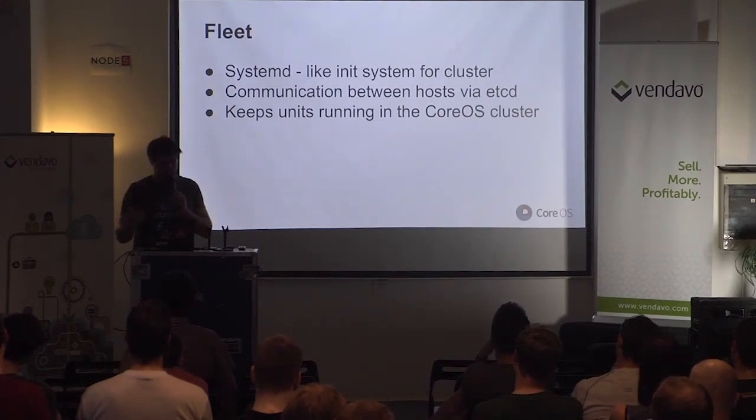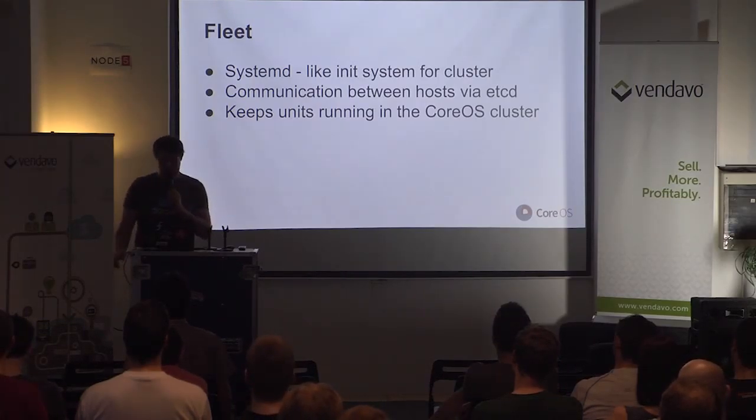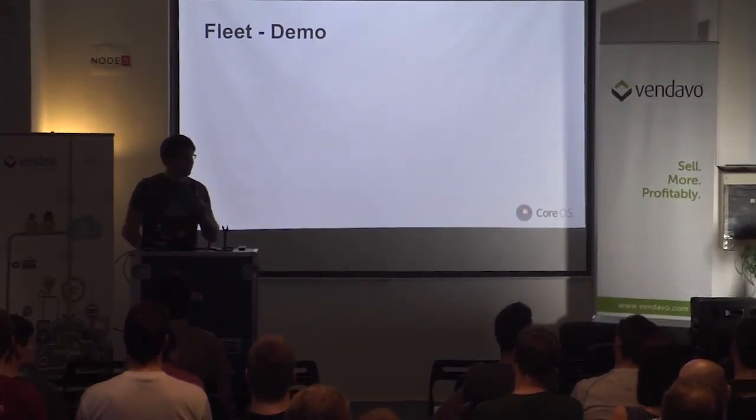And when the host that is hosting the running container or unit fails, it will reschedule it to run on another host. So systemd is making sure that the units are running on one host. But if you have more hosts, like a cluster, you can make sure using Fleet that it's running. It's using etcd for communication to say, hey, I ran this unit and it's running on this host, and that's basically it. And there's another demo.